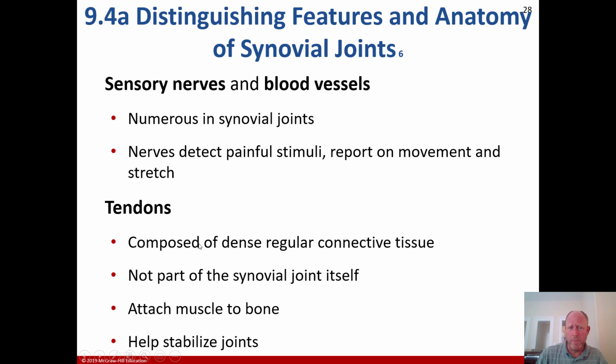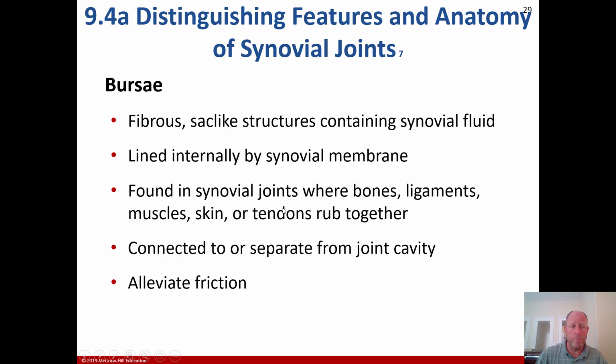Tendons are composed of dense, regular connective tissue. They're not part of the synovial joint itself. They attach muscle to bone, as we mentioned, and they help stabilize joints. They help them maintain the connection, at least anyway. They provide some stability, although the primary purpose really is to assist with motion.